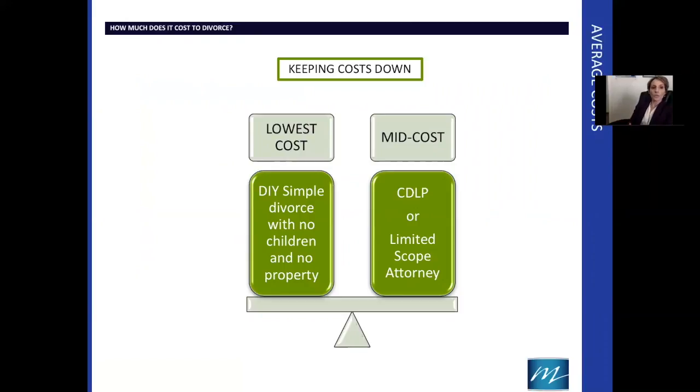Obviously, the lowest cost divorces are going to be those where you do it on your own. You're not using an attorney. That's best when you don't have children, you don't have property, maybe you don't disagree on anything. There's really not a lot of reasons to spend money on an attorney or even a paralegal or a doc preparer at that point.